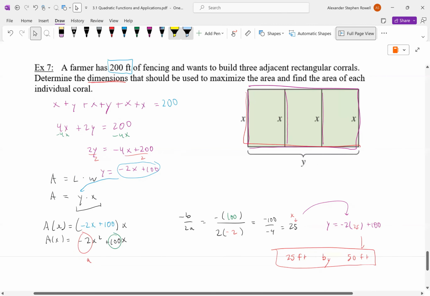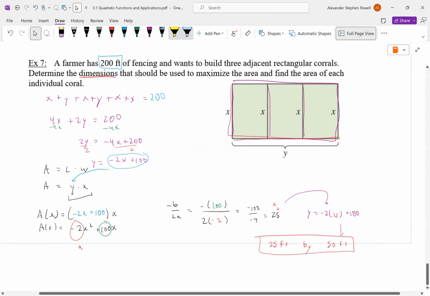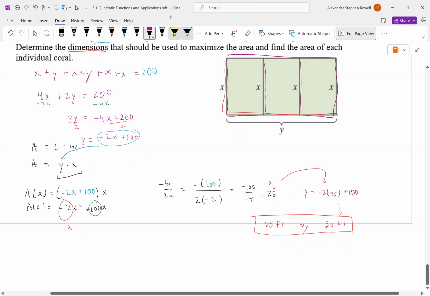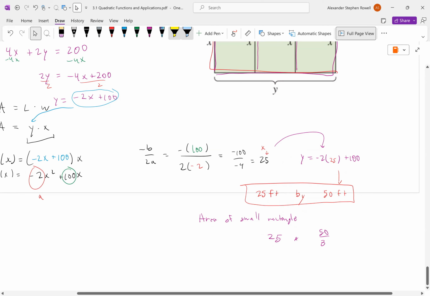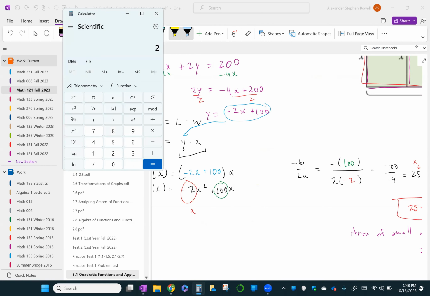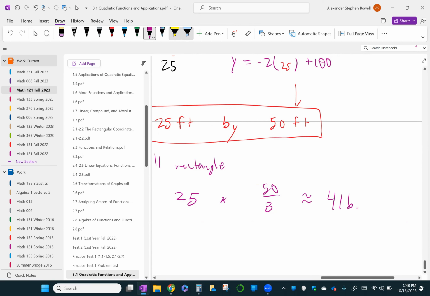Okay, find the area of each individual corral. You could divide 50 by 3, or you can multiply 25 and 50 and then divide it by 3. Either way will work. Okay, so area of small rectangle, 25 by 50 over 3. I don't know, what is that? Did you guys plug it in? 25 times 50, whoops. 25 times, wait, okay. 416 point, was it 6 is repeating?